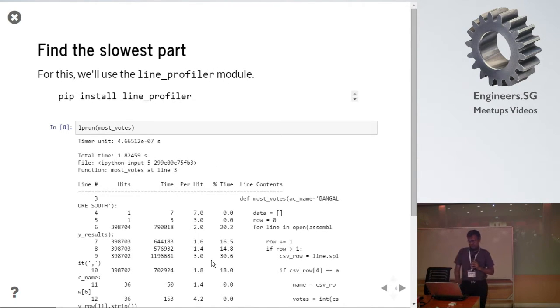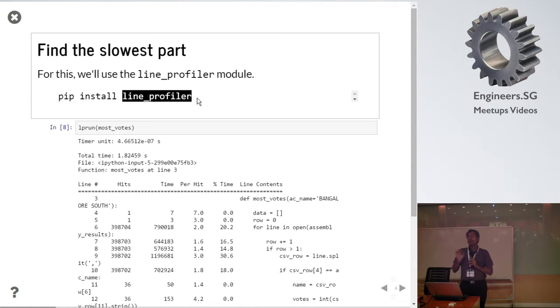And a really useful module for that is line profiler. That tells you which line goes fast or slow. And you just do a pip install line profiler. I've done a small tweak to IPython notebook so that I actually get the results as an output directly. Otherwise, it comes up at the bottom pane. But otherwise, it's exactly the same thing.